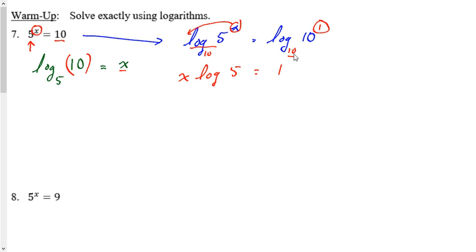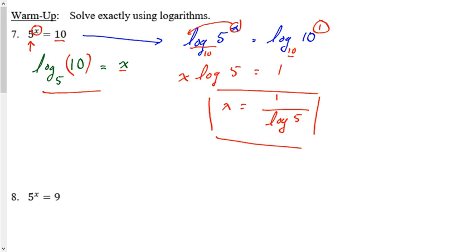And then we'll solve for the x here by dividing the log 5 to the other side, so we'd get 1 over log 5. So this is also an exact value answer for this question, as is this one that we had on the left side.